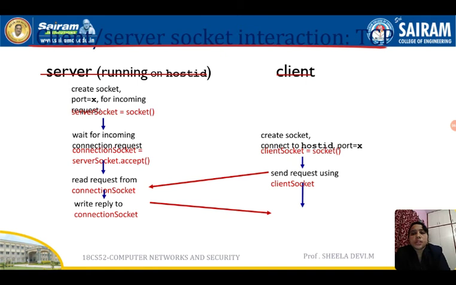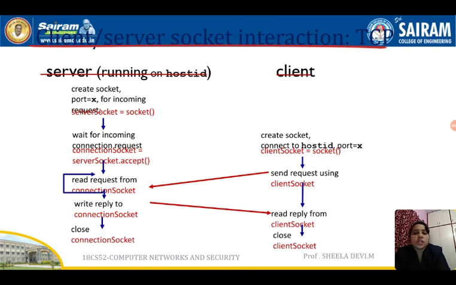So the server will be reading the request from the connection socket. Through the connection socket only it is going to get the request, and it will be replying to the client with the data. The reply data will be sent through the connection socket to the client. Then the client reads the reply from the client socket. Through the client socket only, as usual, it will take the data which was sent by the server, and it closes the socket. Once the data has been transferred completely, the client will be closing the socket.